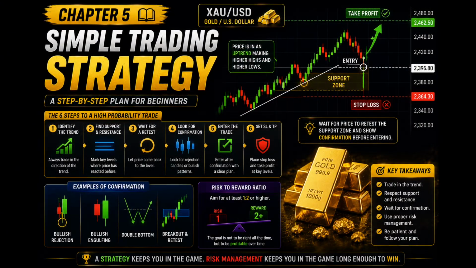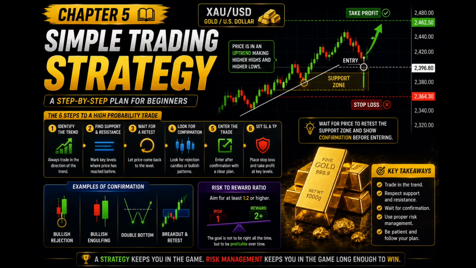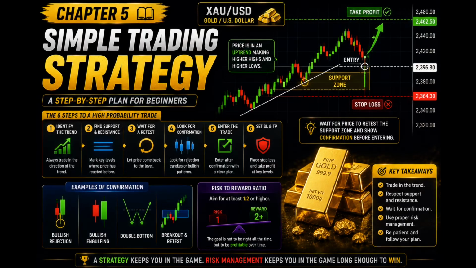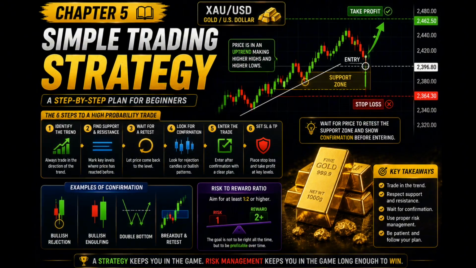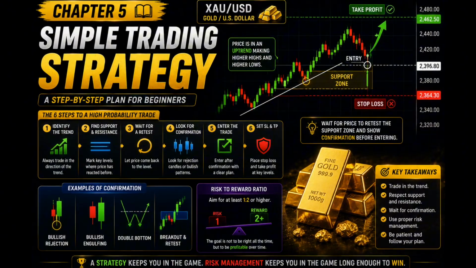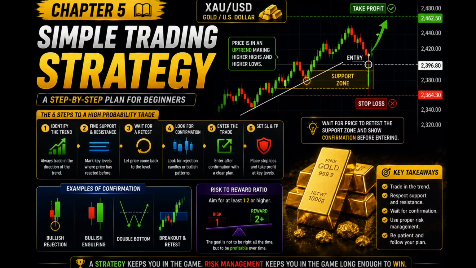Chapter 5. Risk management. This is the section that separates successful traders from everyone else. Never risk a large portion of your account on a single trade. Many experienced traders risk only 1 to 2% of their account per trade. Always use a stop loss.